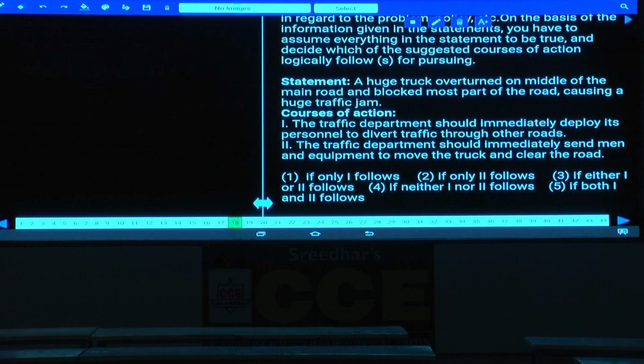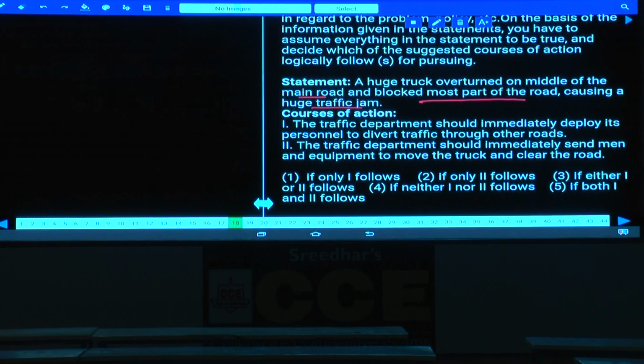Yes, question number 18. A huge truck overturned on the middle of the main road and blocked most part of the road, causing a huge traffic jam. What is the problem here? The truck overturned in the middle of the main road, and the truck should be removed, isn't it? The traffic department should immediately deploy its personnel to divert traffic through other roads. By implementing this one, can the problem be mitigated to some extent or not?